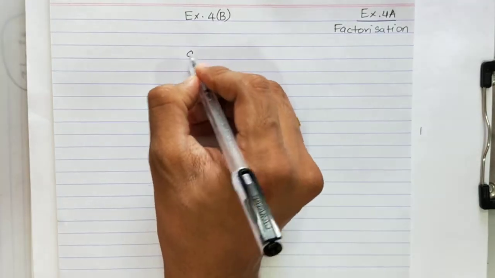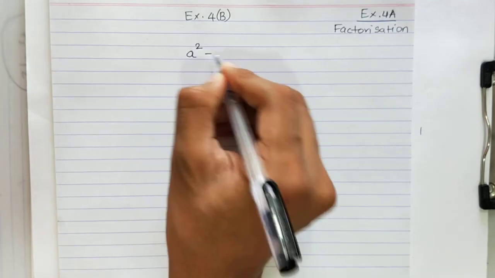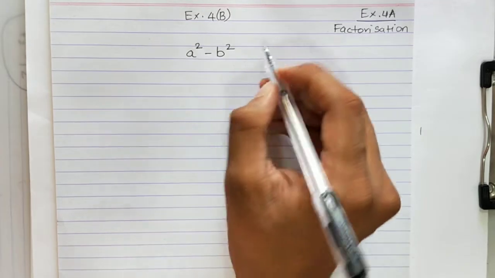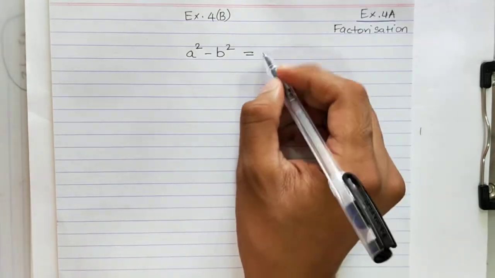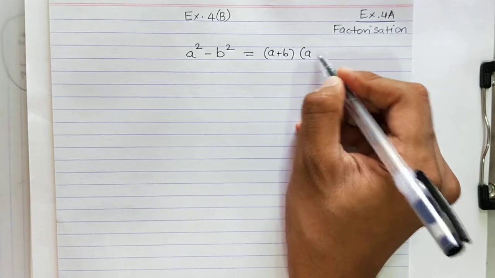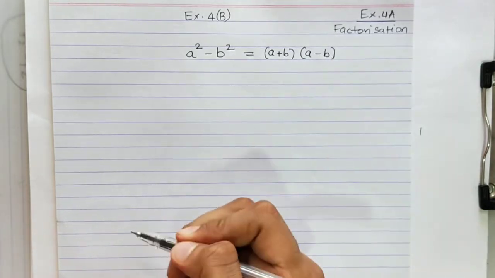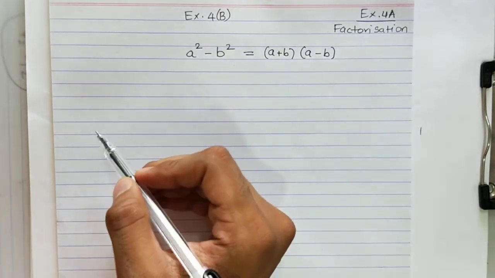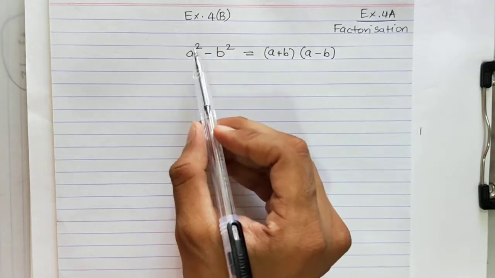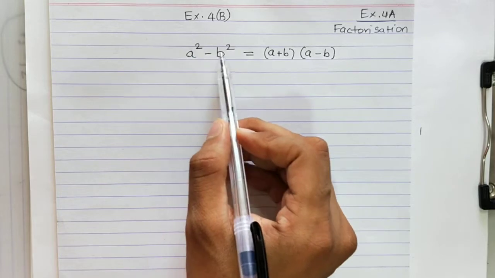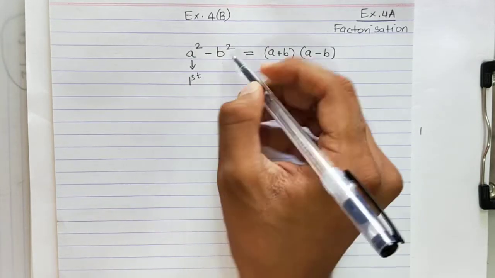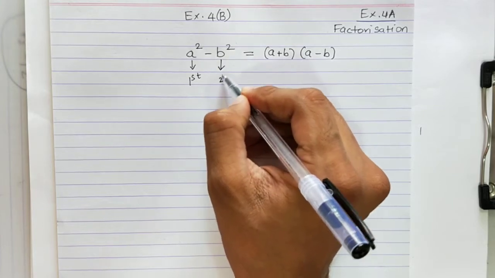The formula is a square minus b square. A square minus b square is (a plus b)(a minus b). This is the formula for a square minus b square. So whenever you have first term square minus second term square, a is the first term and b is the second term.